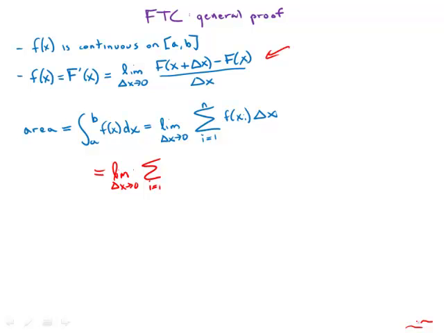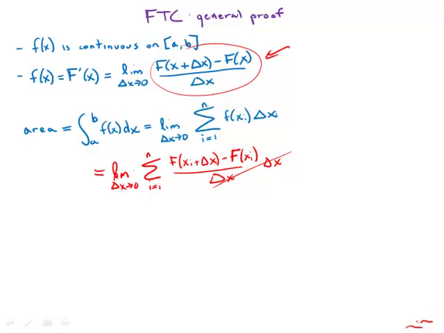I'm going to replace the f(x sub i) with this expression, because really that's what f equals. f(x) equals the derivative of capital F. And since it's inside a limit as delta x goes to 0 anyway, we can completely substitute it with this expression. So we get capital F(x sub i plus delta x) minus capital F(x sub i), over delta x, this whole thing times delta x. But of course, the delta x's cancel, and so we just get those differences in capital F(x).